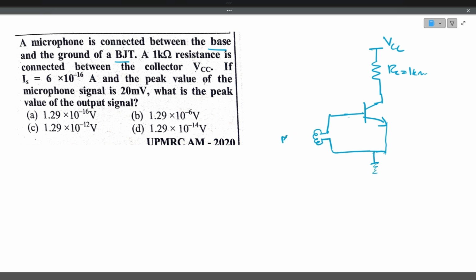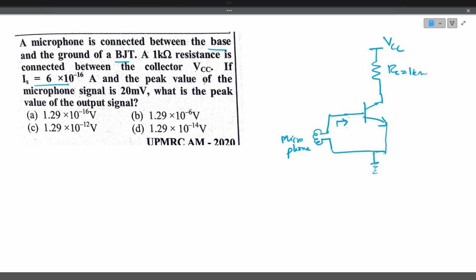This is the microphone. So basically this is an amplifier. It is taking the voltage from the microphone and giving the load to the speaker like that. So if IS is the reverse current, reverse current flows basically in the collector. So IS is the reverse current that is flowing in the transistor.